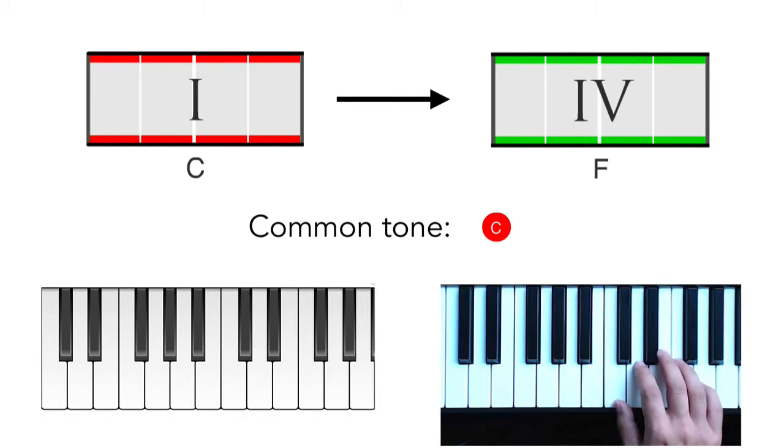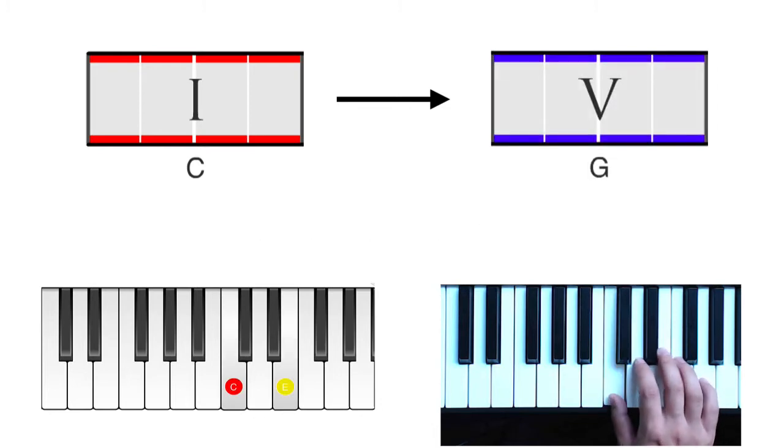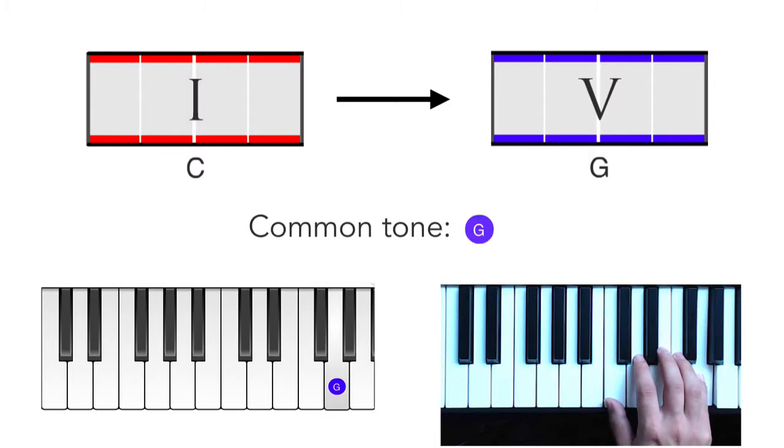Great. Let's keep going. Let's try 5, G. So again, we do our root position C chord. This time, the common tone is G, right? Played by our pinky finger. So that's the finger we're not going to move.